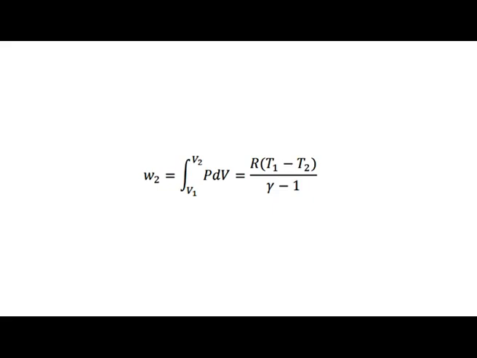Second, the cylinder is now removed from the source and placed over the insulating stand. The gas is thermally isolated and is allowed to undergo an adiabatic expansion at the expense of its internal energy till the temperature falls to T2. The work done is given as W2 is equal to integral V1 to V2 PdV, which is equal to R into (T1 minus T2) divided by (gamma minus 1).